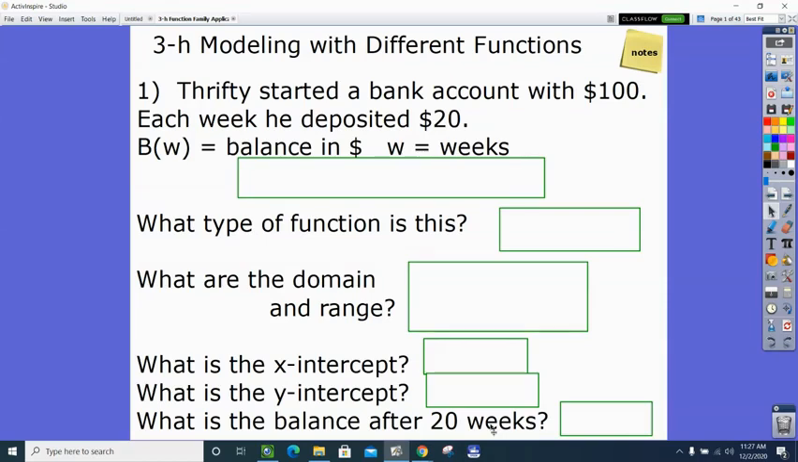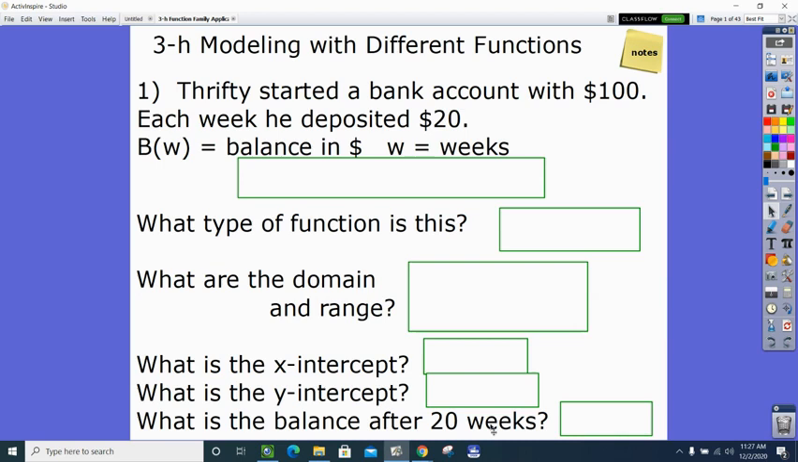So let's see where some of these function families get used. So we're going to work through a few problems together, and then you'll have just a few to do after the video. So the first one is: Thrifty started a bank account with $100. Each week, he deposited $20.